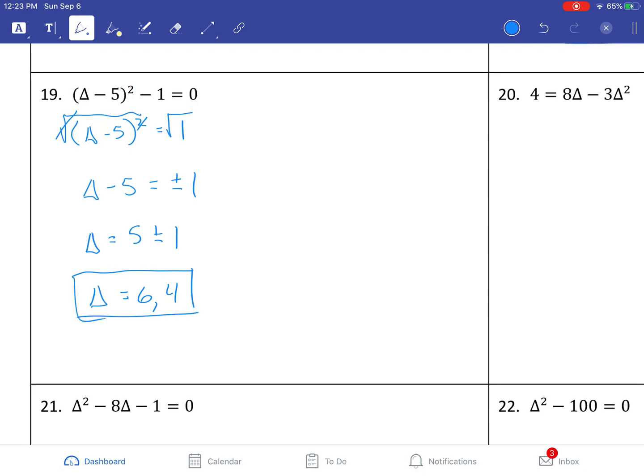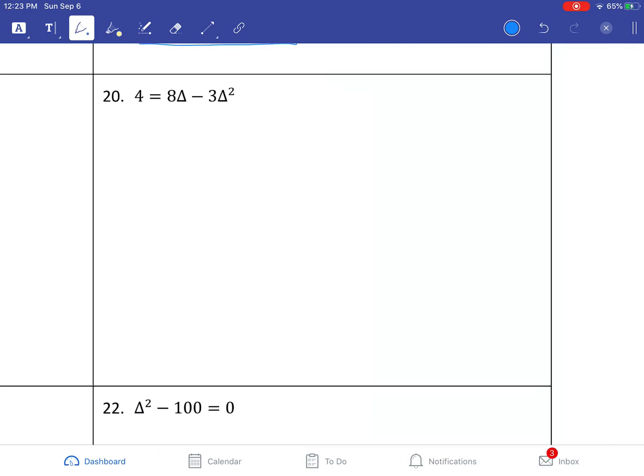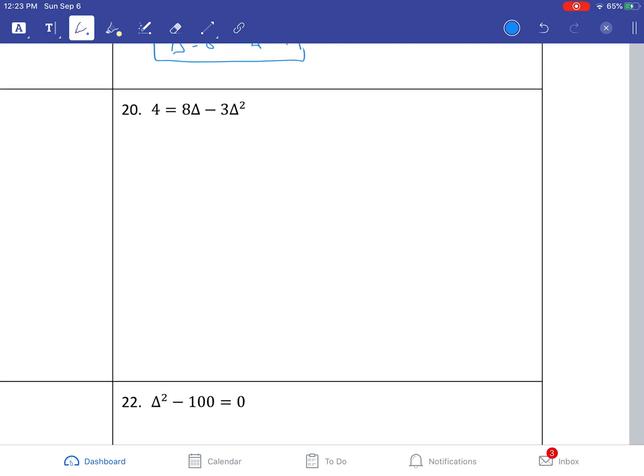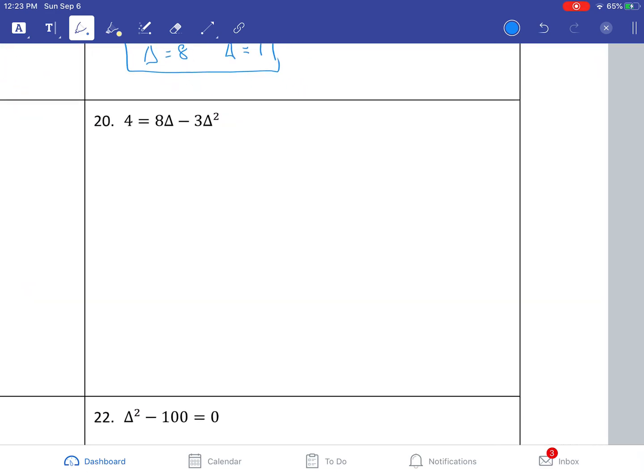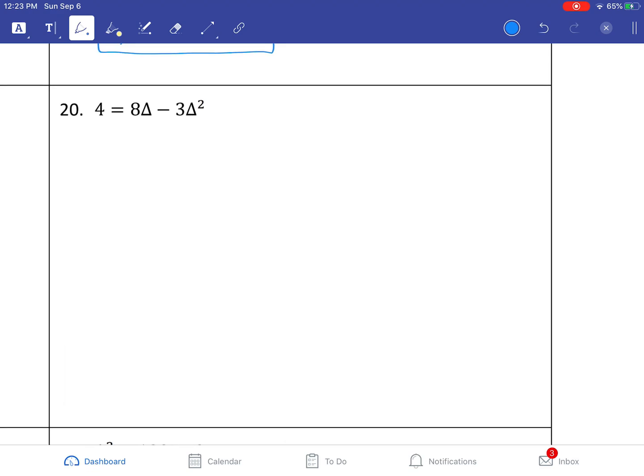All right, and then just solving using square roots. All right, number 20. Again, kind of like question number 18 above it. We want to get everything to one side first. Now, it seems obvious to move the 4 over, but in fact, that's not what I would do because I don't like my a values that are next to the triangle squared to be negative. So I want to get that over to the left.